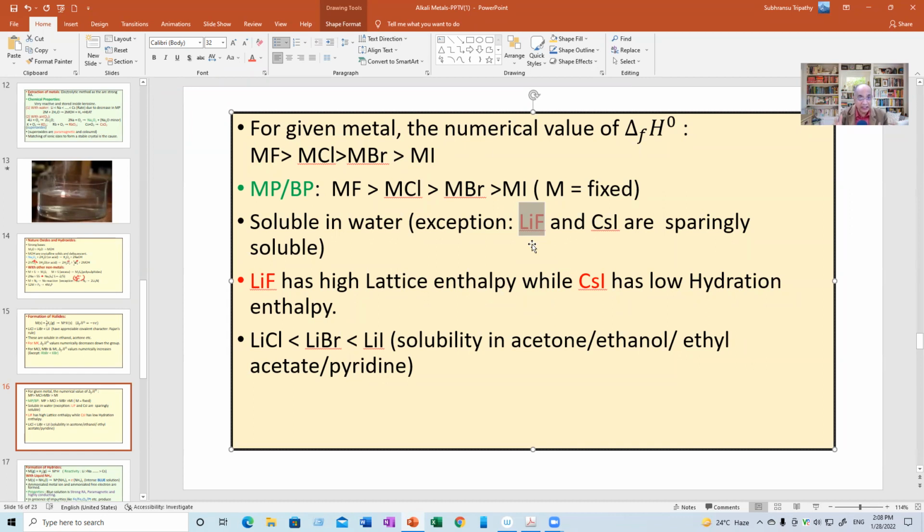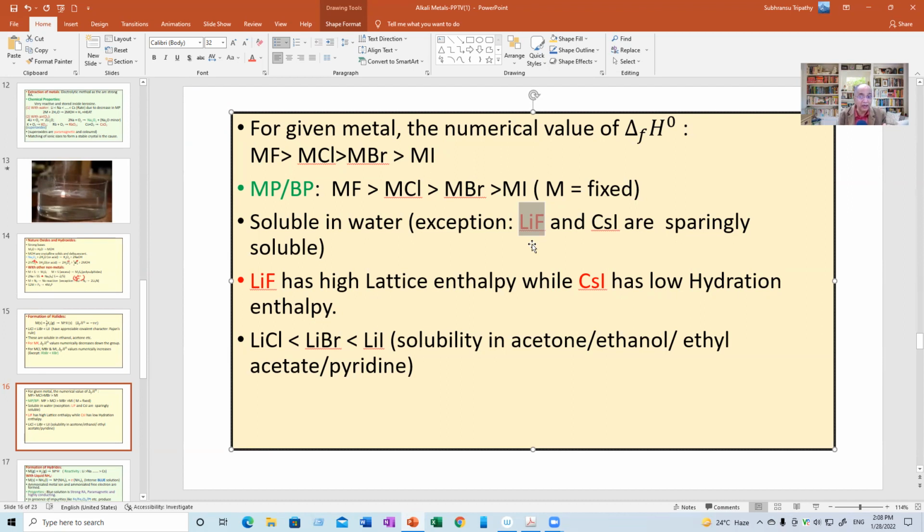But the heat of solution is the sum of the lattice enthalpy, which is positive here, unlike the case of formation, which is negative, and the hydration enthalpy, which is negative. The sum of the two gives you the heat of solution. That is in most cases positive. But the entropy factor makes the total negative. That is why most metal halides are soluble in water spontaneously.